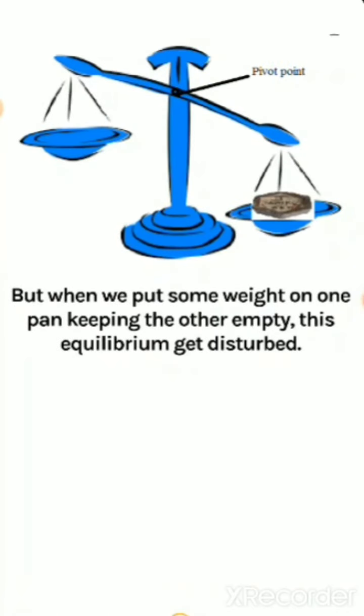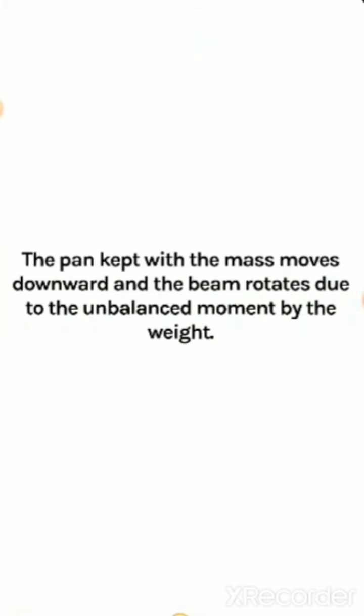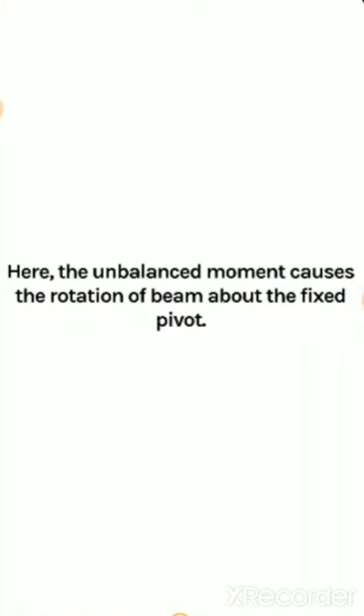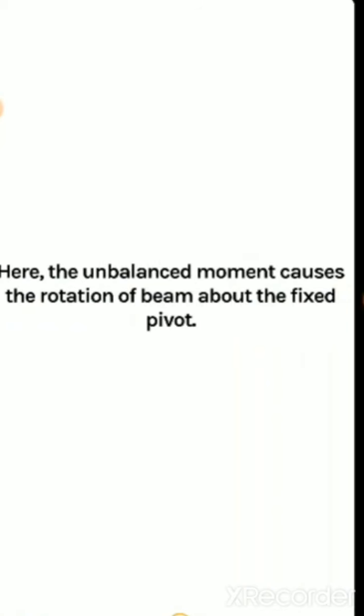But what happens when we put some weight on one pan keeping the other empty? This equilibrium gets disturbed. The pan with the mass moves downward and the beam rotates due to the unbalanced moment by the weight. The side where we kept the weight moves downward and the other, empty one moves upward. Here the unbalanced moment causes the rotation of the beam about the fixed pivot.